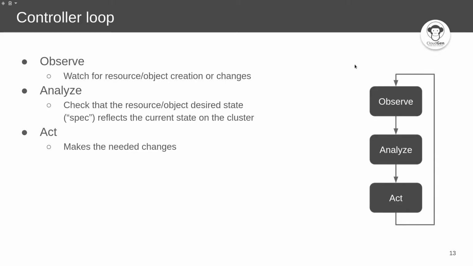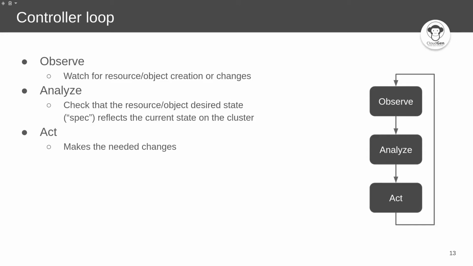So let's move on and talk a little bit about the controller loop. As I already mentioned, a controller works in a kind of loop. On the right-hand side, you can see the first operation is observe. It's observing, through the API server and the watch operation, what's happening on replica set resources. If a replica set is created, or even if a replica set is updated, so its specification is changed because the user did that, right?